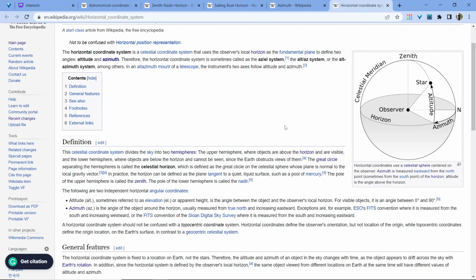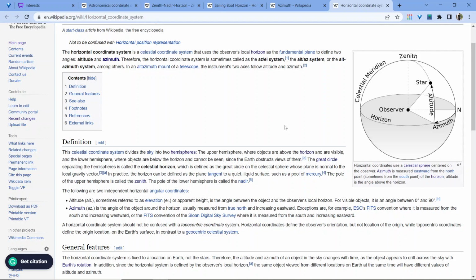In practice, the horizon can be defined as the plane tangent to a quiet liquid surface, such as a pool of mercury. The pole of the upper hemisphere is called the zenith. The pole of the lower hemisphere is called the nadir. The following are two independent horizontal angular coordinates. Altitude, sometimes referred to as elevation or apparent height, is the angle between the object and the observer's local horizon. For visible objects, it is an angle between 0 degrees and 90 degrees.